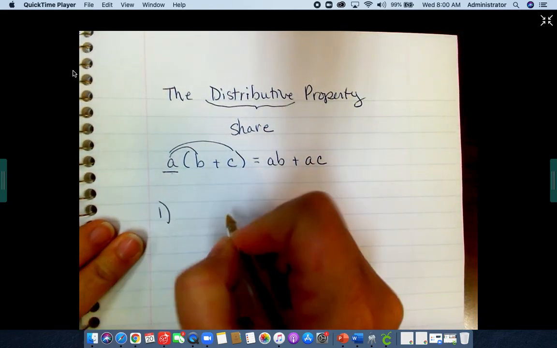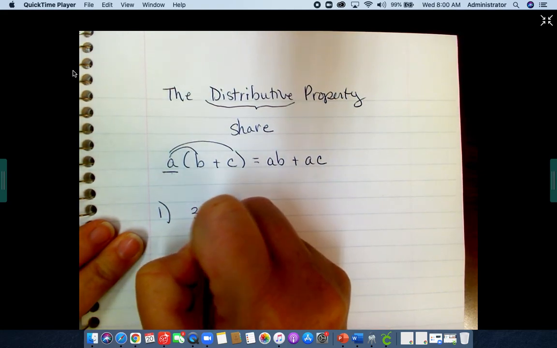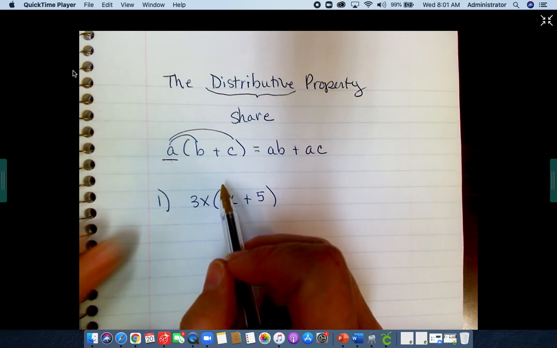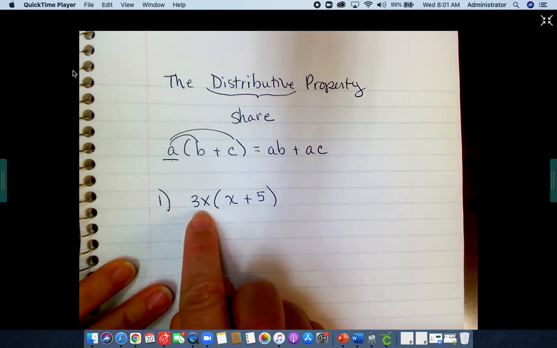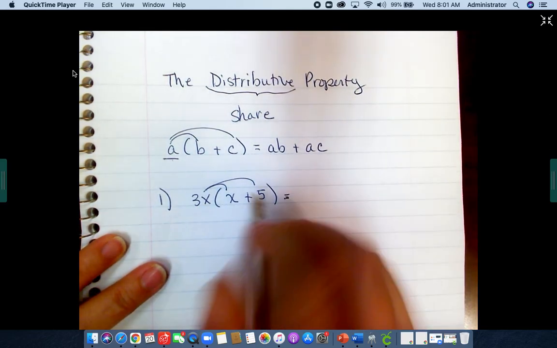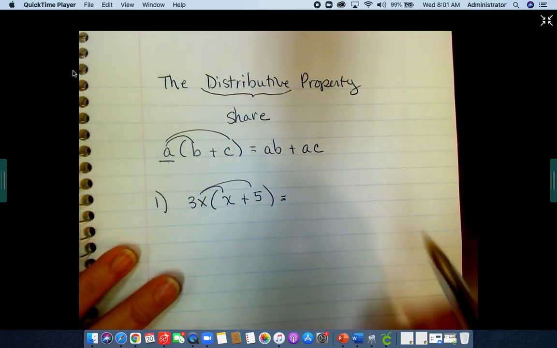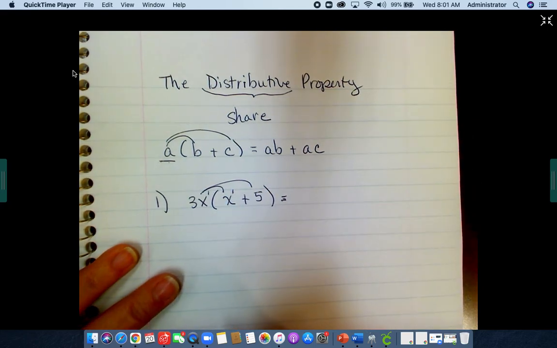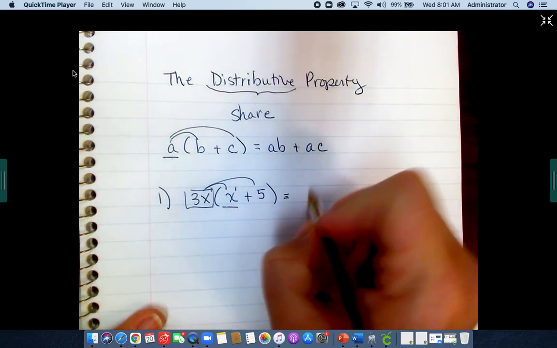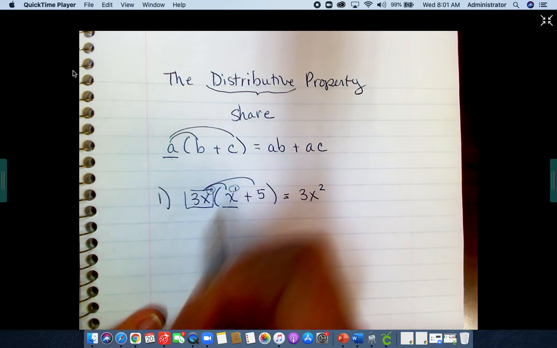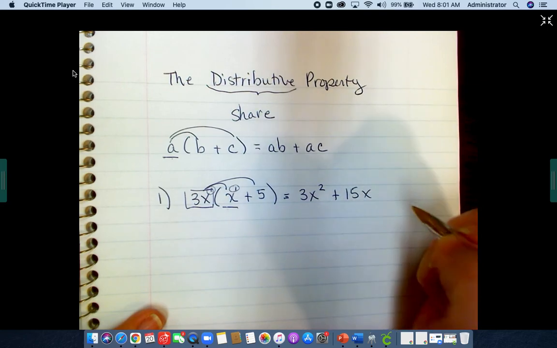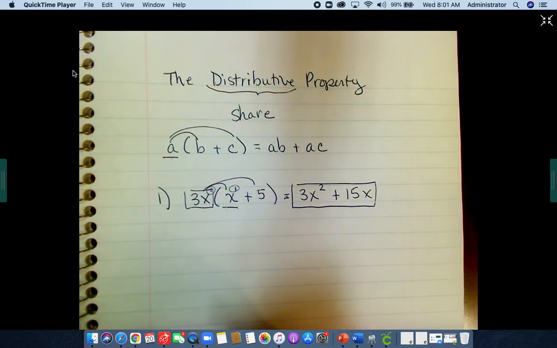In terms of examples, if I were to say multiply 3x times the quantity x plus 5, and I say the word quantity because quantity describes that something is in parentheses. So we would read this as 3x times the quantity x plus 5. When I share, we have to remember our laws of exponents, which say that when we are multiplying an x times an x, we will add their exponents. So things to remember is that all variables and numbers have an understood exponent of 1 if you do not see one. So when I multiply 3x times x, I get 3x to the second power, and that comes from adding the 1 and 1. When I multiply 3x times the 5, then I get a positive 15x. And therefore, I have completely distributed.